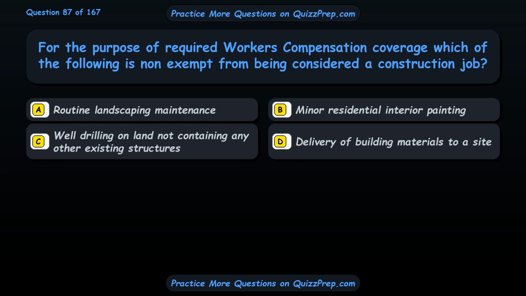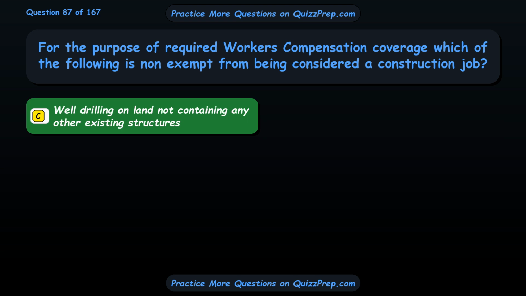Question 87. For the purpose of required workers' compensation coverage, which of the following is non-exempt from being considered a construction job? Option A, routine landscaping maintenance. Option B, minor residential interior painting. Option C, well drilling on land not containing any other existing structures. Option D, delivery of building materials to a site. The correct answer is option C.